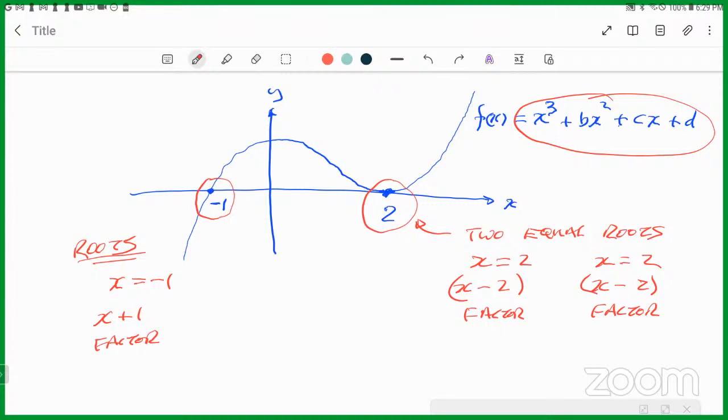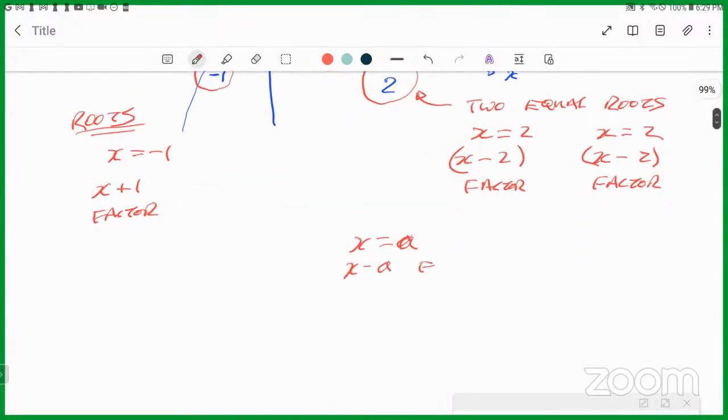If you know the root, if x equals A is a root, then x minus A is a factor. You have to remember that. If this is a root, then this is a factor. If you know a root, you know a factor. If you know a factor, you know a root. If A is a root, then x minus A is a factor. If x minus A is a factor, then A is a root. What's a root? A root on a graph is where the graph crosses the x-axis.